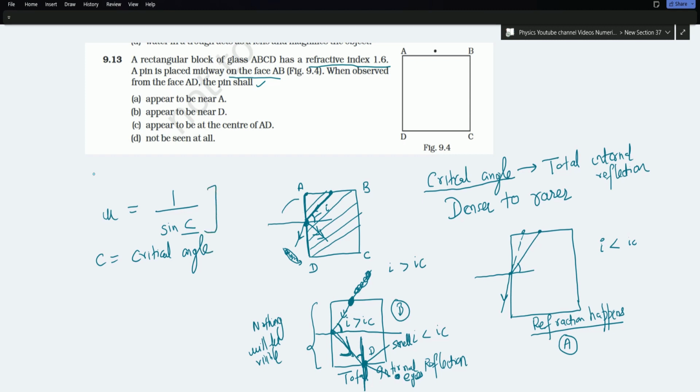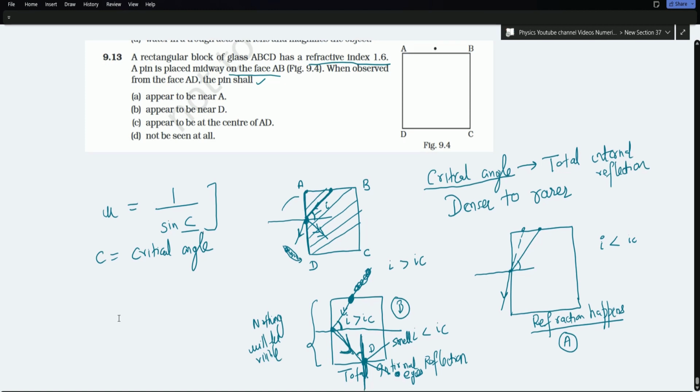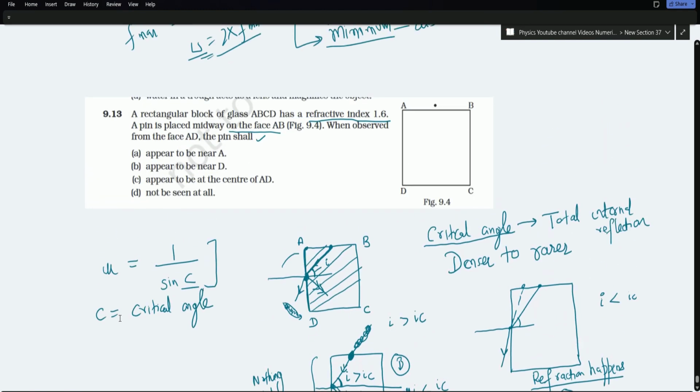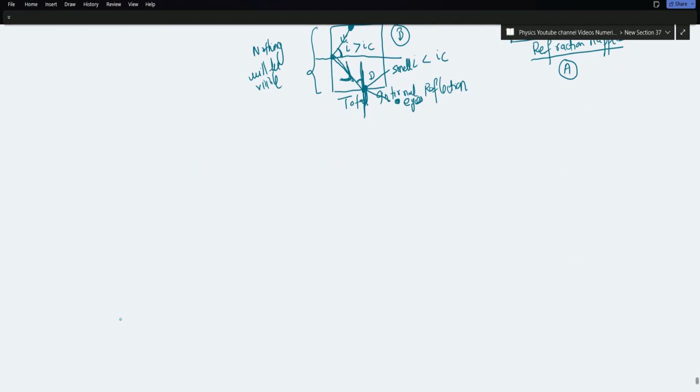This expression should be known to you, that the refractive index and critical angle are associated with each other in this manner. Now let's solve this problem. I hope the concept of total internal reflection is clear in your mind, but this question is a bit tricky, so therefore listen to the solution part of it very carefully. The basic concepts I have reiterated for your benefit.